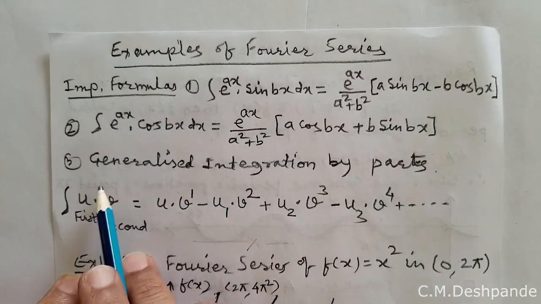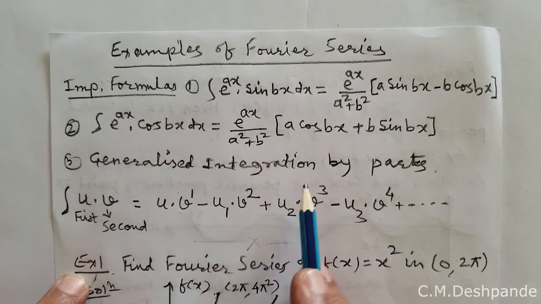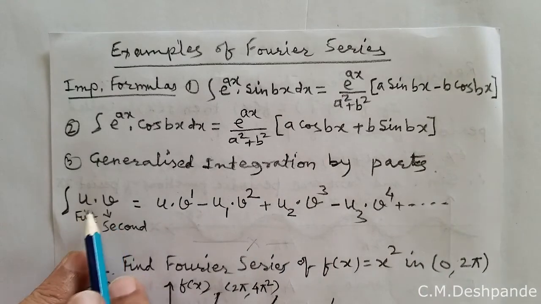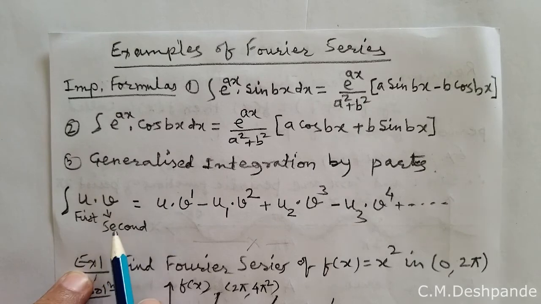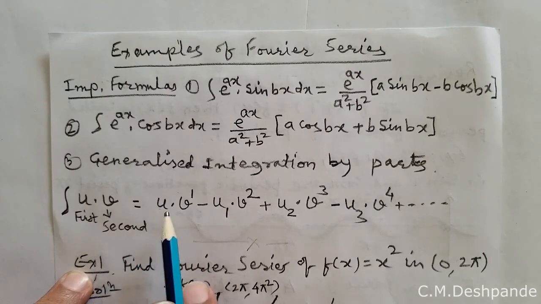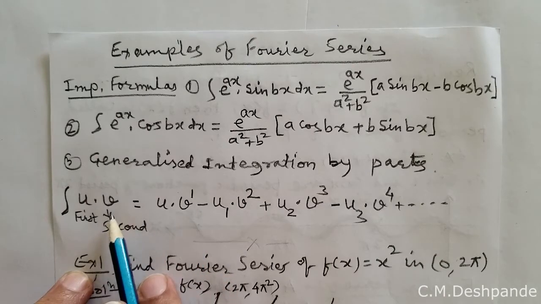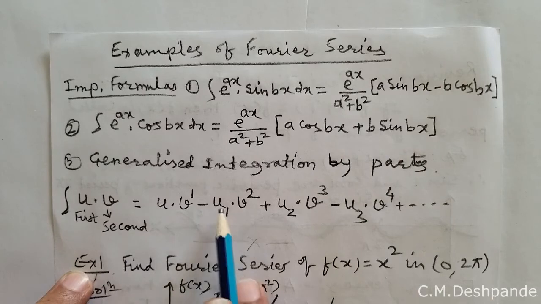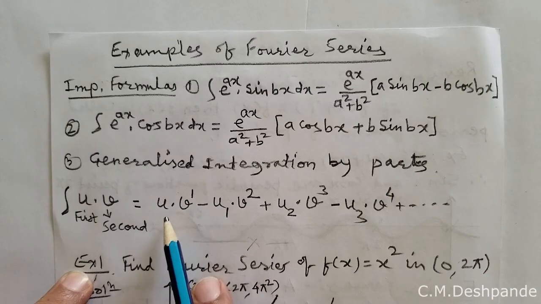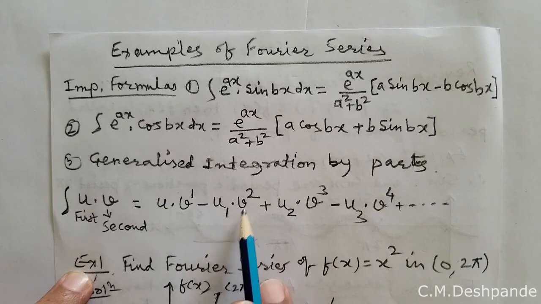And the third formula is generalized integration by parts. Suppose u and v are two functions in integration. u is called the first function and v is called the second function, and any independent variable can be used in integration. Then integration by parts is given by the first function as it is into v1. Now this v1 means the first integration of the second function, minus u suffix 1, and u suffix 1 means the first derivative of the first function, into v2.